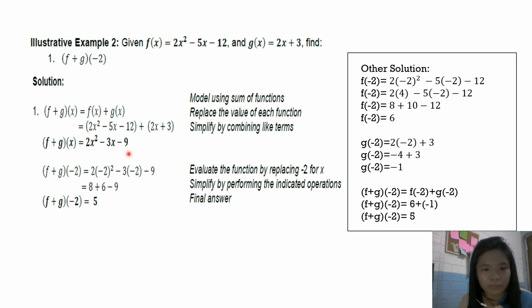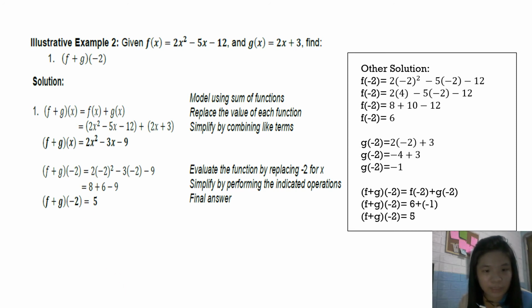After nating makuha yung sagot dito sa operation of function, f plus g of x, we substitute na. That's the time we evaluate the function. So we have negative 2, right? So we replace the value of x by negative 2 sa final answer natin dito. So we have 2 multiplied by negative 2 squared minus 3 times negative 2 kasi may x pa tayo doon, minus 9. So, following PEMDAS, exponent muna tayo.